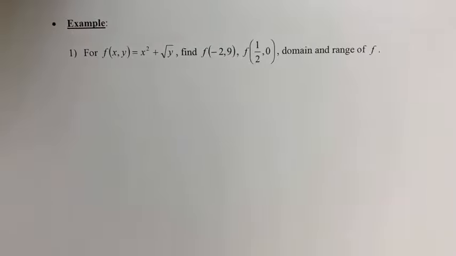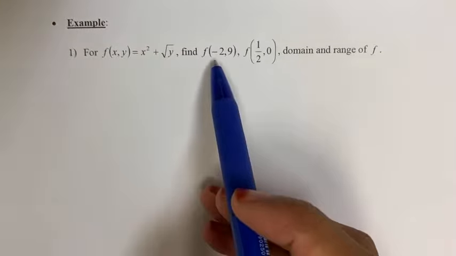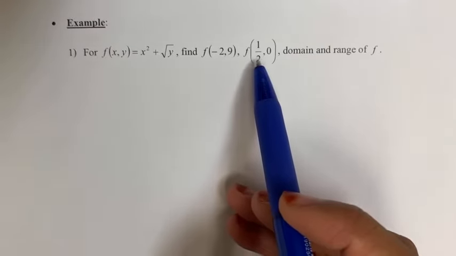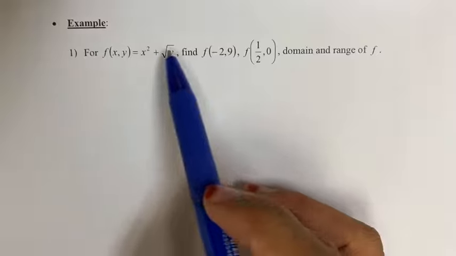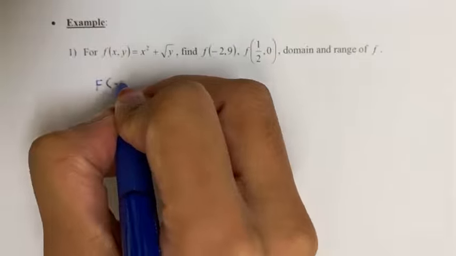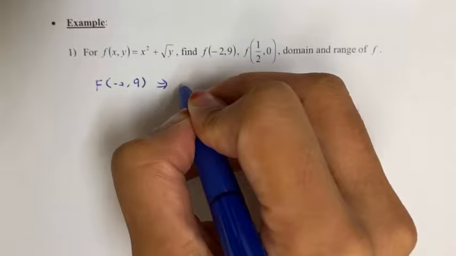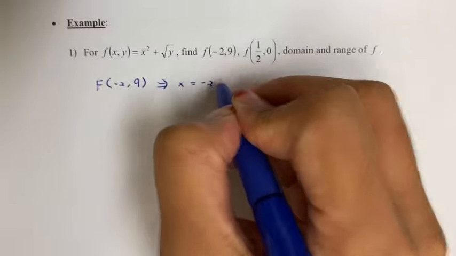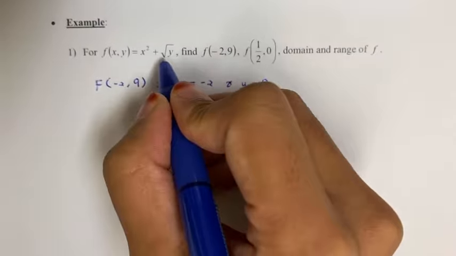The first example is for f(x, y), a function of two variables x and y. You have x² + √y. Find f(−2, 9), f(1/2, 0), the domain and the range of this function f. So what does it mean by finding f(−2, 9)? This means you substitute x = −2 and y = 9 into f(x, y) here.